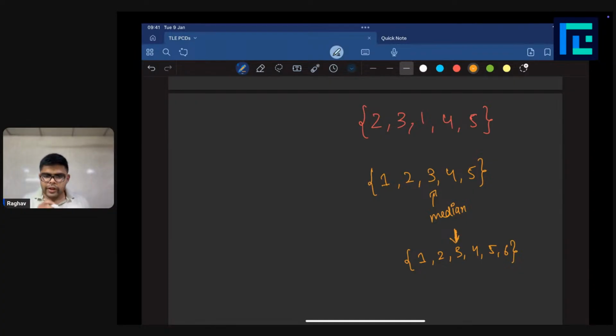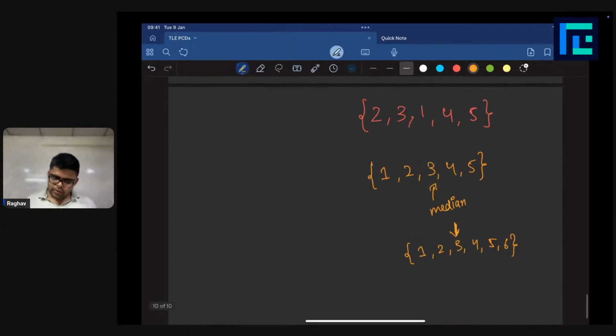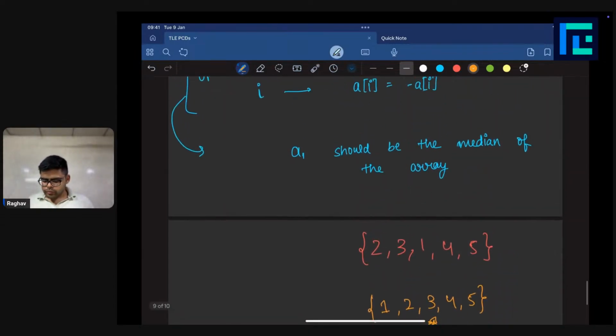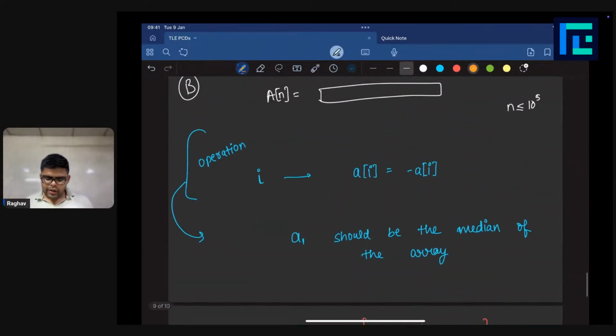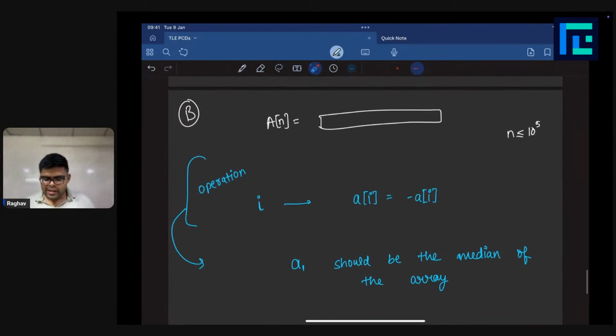So in case there are two middle people, then the one who is on the left would be the median, right? So this is how we define the median. And yep, that's it. That's the problem.